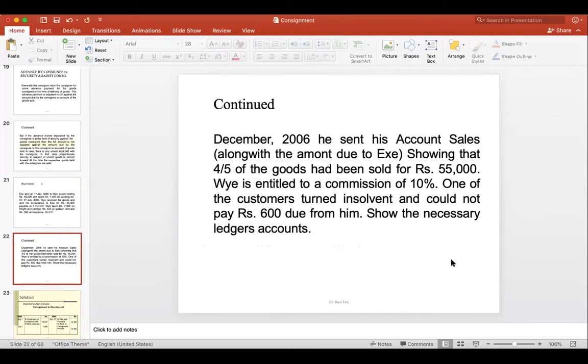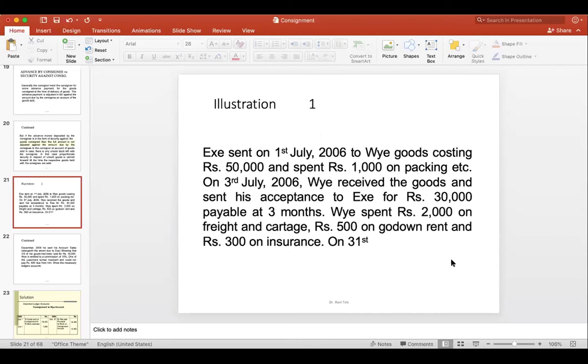In December 2006, he sent his account sale along with the amount due to X, showing that 4/5 of the goods had been sold. What is that? 80% of the goods sold for 55,000. Y is entitled to commission of 10%. One of the customers turned insolvent and could not pay 600 due from him. Show the necessary ledger accounts. This is a problem. Let's understand and try to analyze the problem.